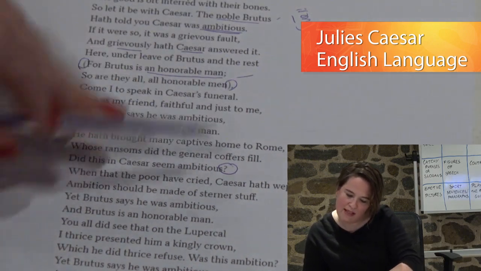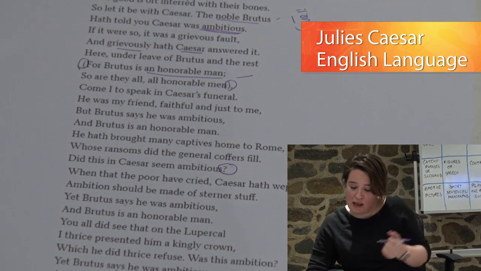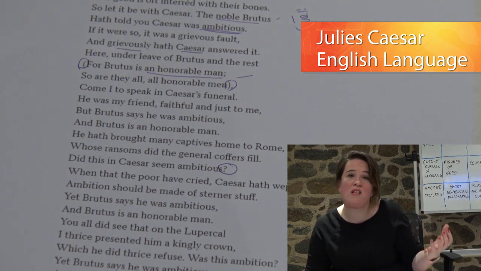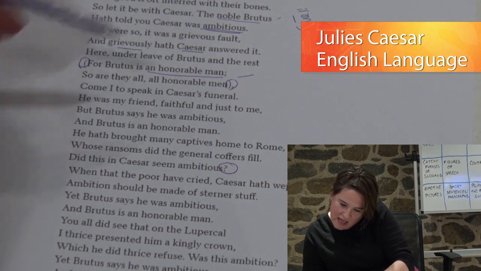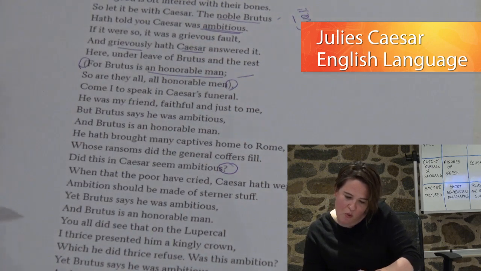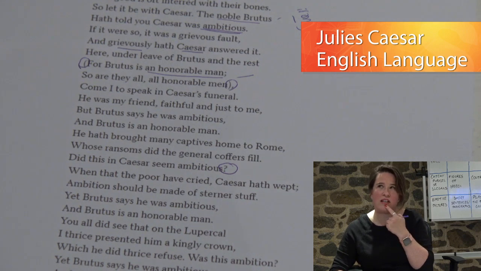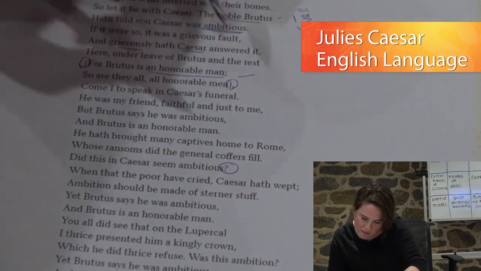In other words, basically saying Caesar kind of did a lot for Rome. He brought back loads of money. So actually, was this ambition for Caesar? Well, no, because he did it for the good of Rome. A rhetorical question is always good because it makes your audience really think, like, actually, Caesar was kind of quite a good dude. He brought us some money. Okay, and he's just been bumped off.